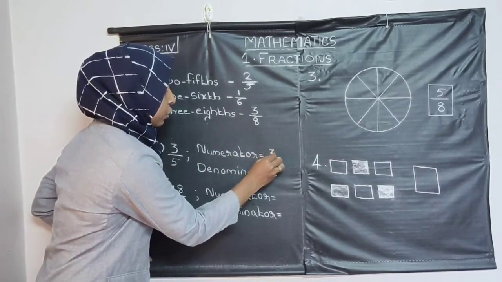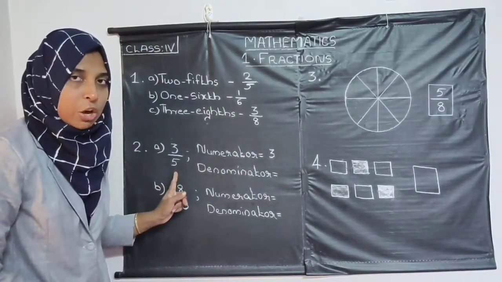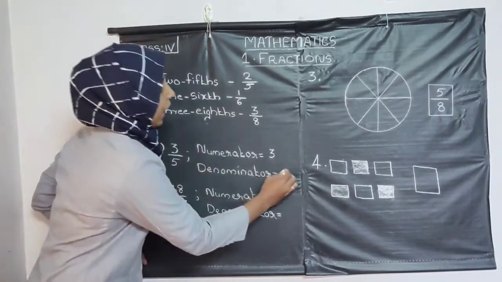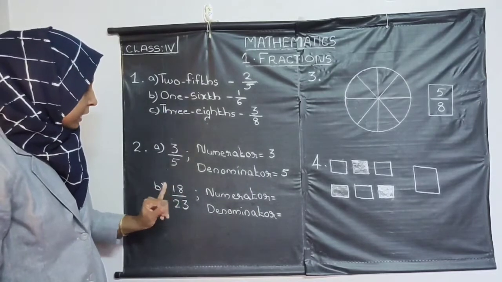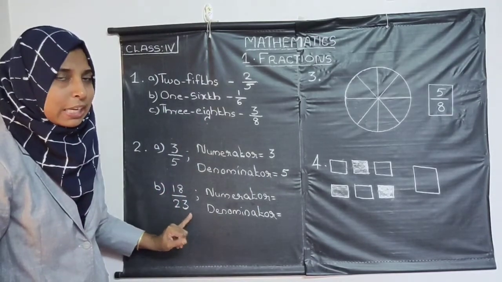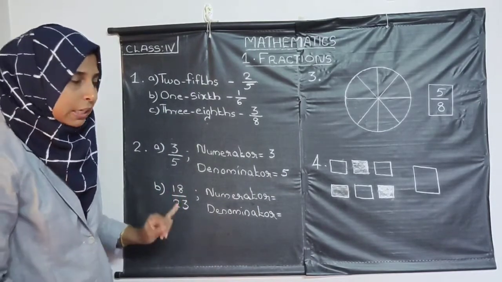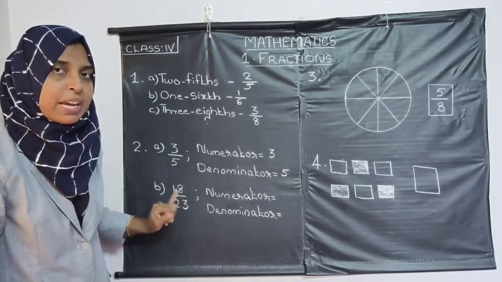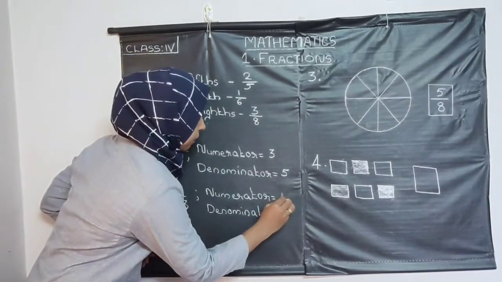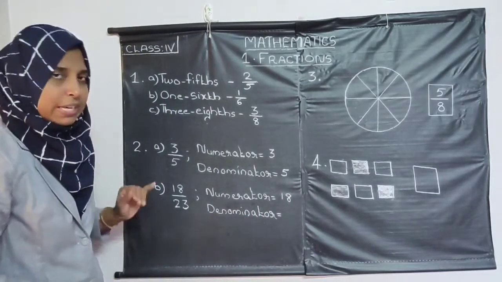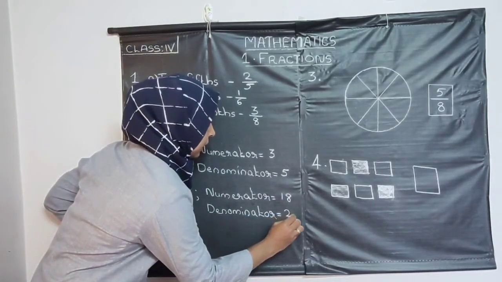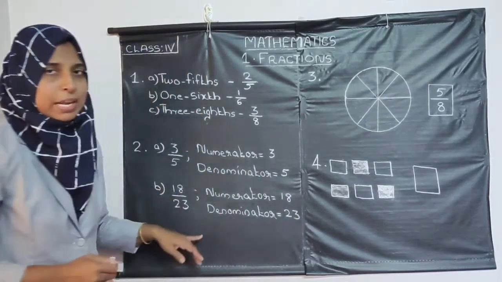Okay, 3 is the numerator and which is the denominator? It is 5. 5 is the denominator. Okay, next 18 by 23. Here the numerator will be 18 and the denominator will be 23. Yes, 23 will be the denominator.